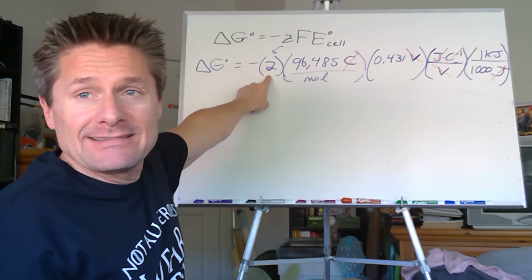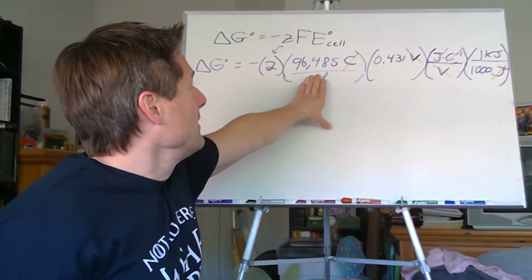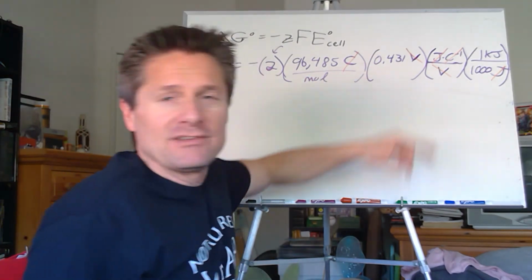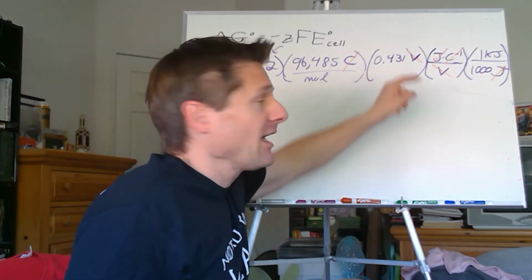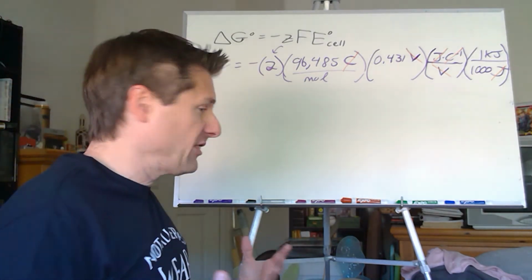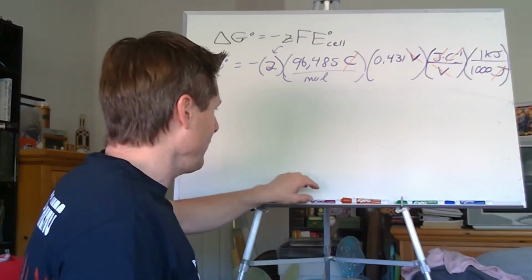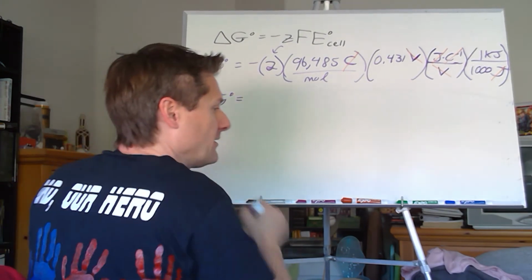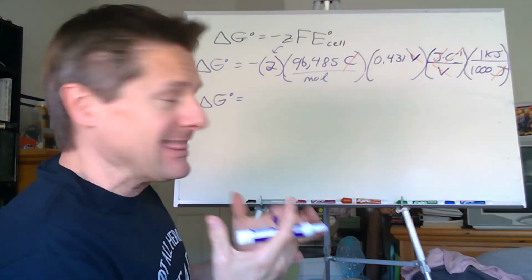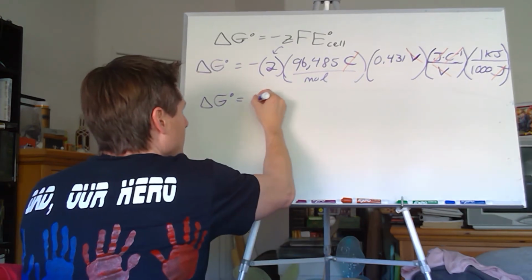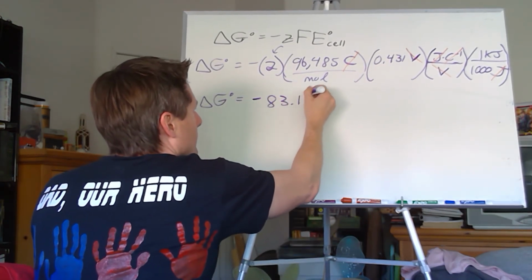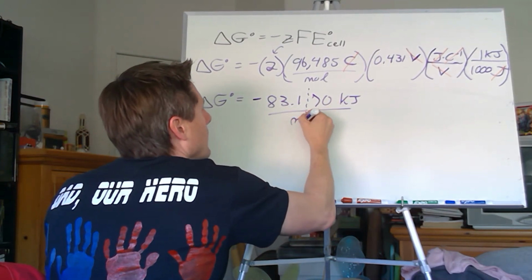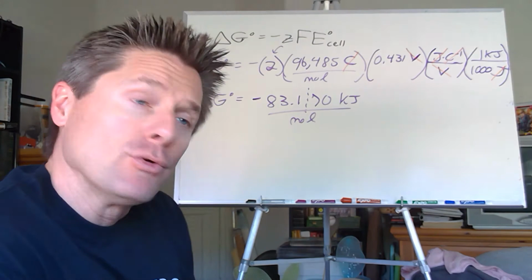Let's see, that's an exact number. The electron number is an exact number. Faraday's constant, we don't have to worry about. That's got like 5 minimum. It's the voltage that's always going to limit you here. So we got 3 significant digits in our voltage, so we're going to get 3 significant digits in our answer. So delta G naught to 3 sig figs, I get negative 83.170 kilojoules per mole. So we got the right units.